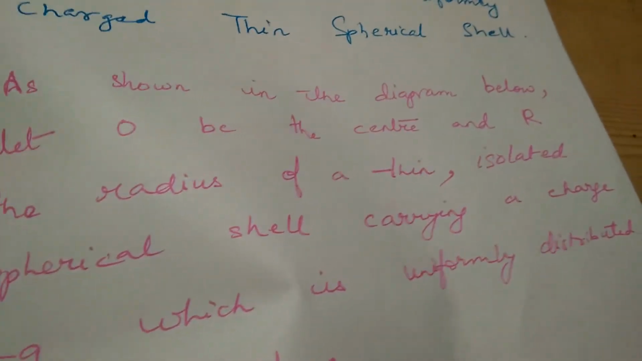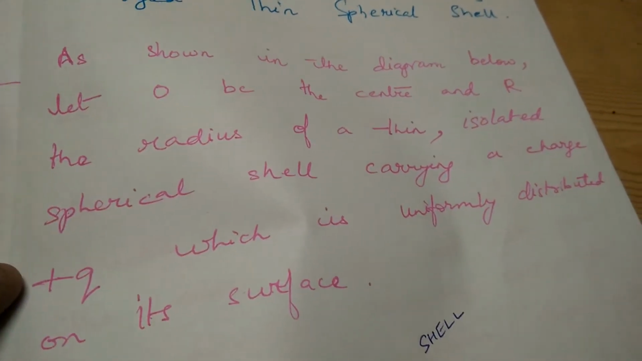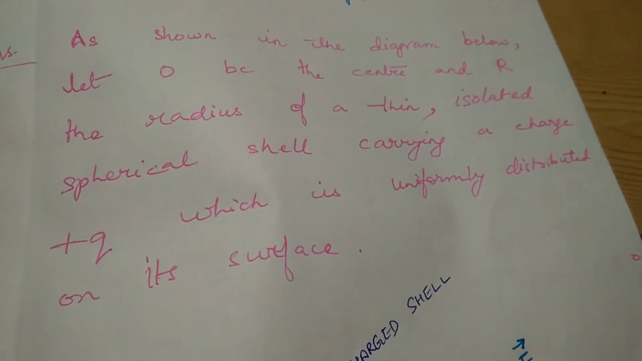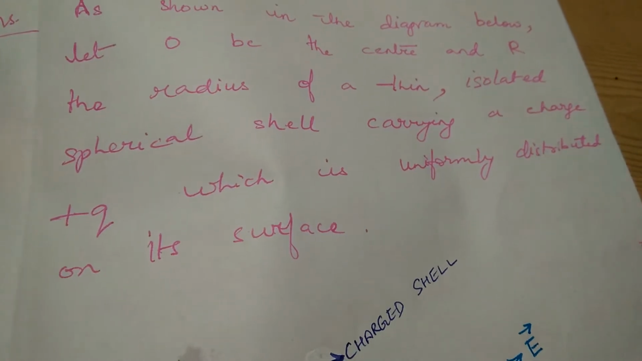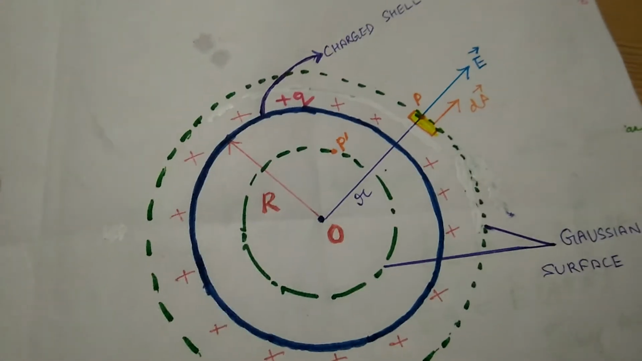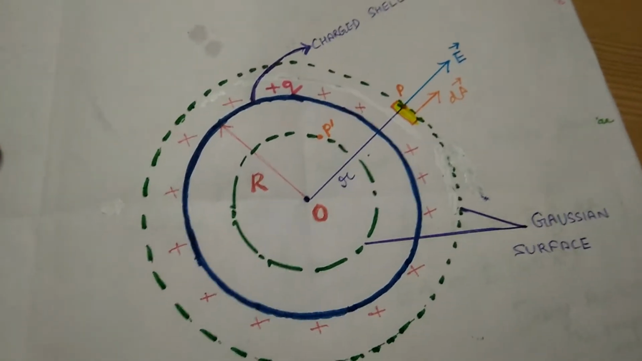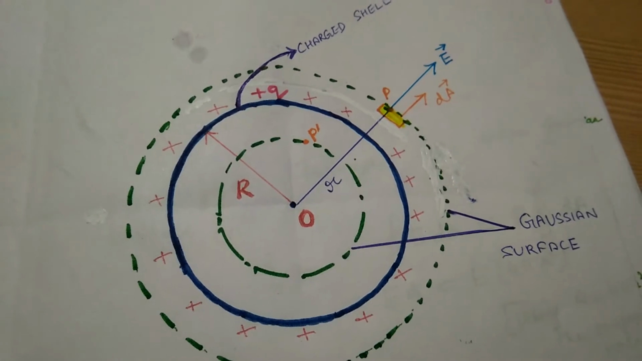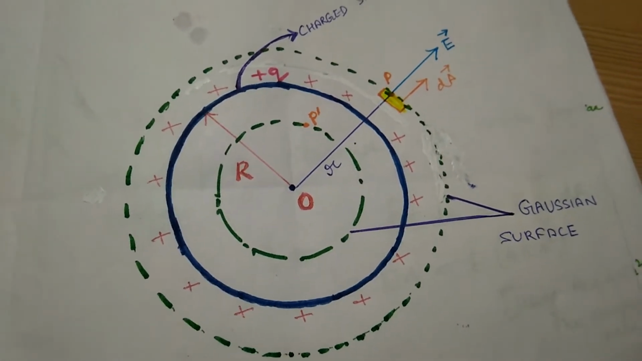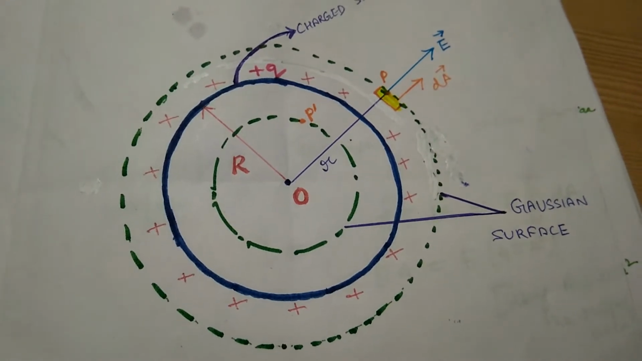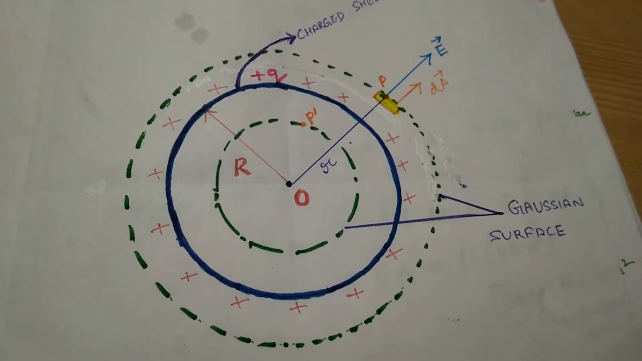As shown in the diagram, let O be the center and R, capital R, the radius of a thin isolated spherical shell carrying a charge plus Q, which is uniformly distributed on its surface. So the blue circle is the spherical shell. It has a uniform charge plus Q, distributed uniformly over its surface. The center of the blue circle, that is the spherical shell, is O. Its radius is capital R.